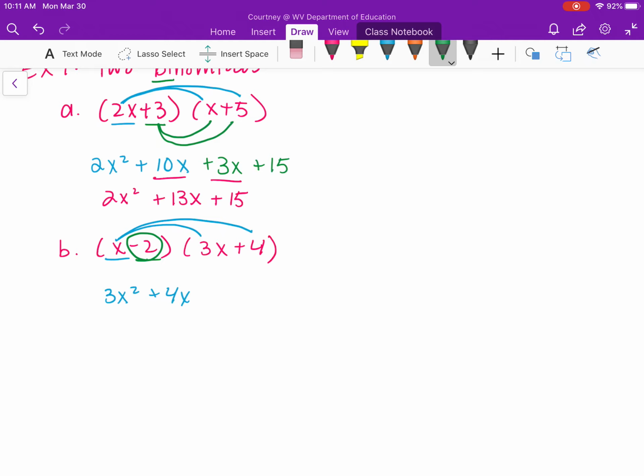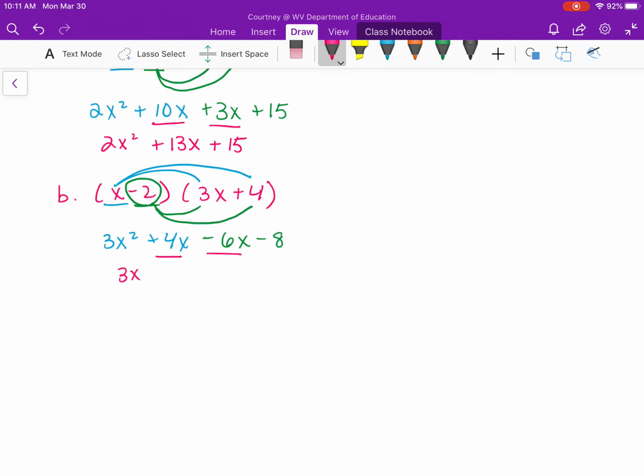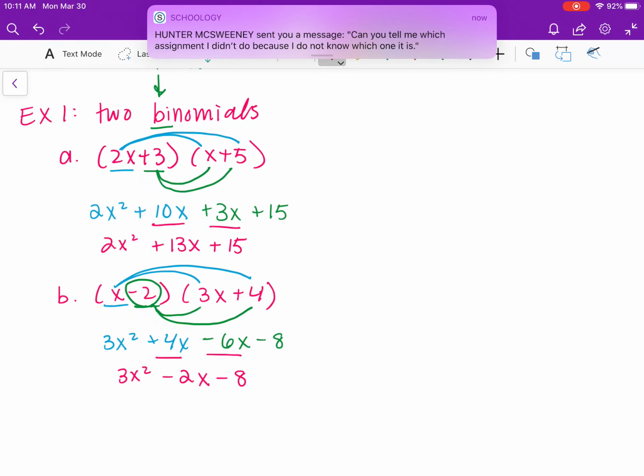Okay, then we do the negative 2. Negative 2 times 3x is negative 6x. Negative 2 times 4 is negative 8. Alright, can we combine anything? Yes, these two middle ones. Most of the time, if not all the time, you're going to be combining your middle two terms. So our 3x squared just comes down. We have 4x minus 6x is negative 2x, and then we have a minus 8. And that's it. That's how we multiply two binomials.